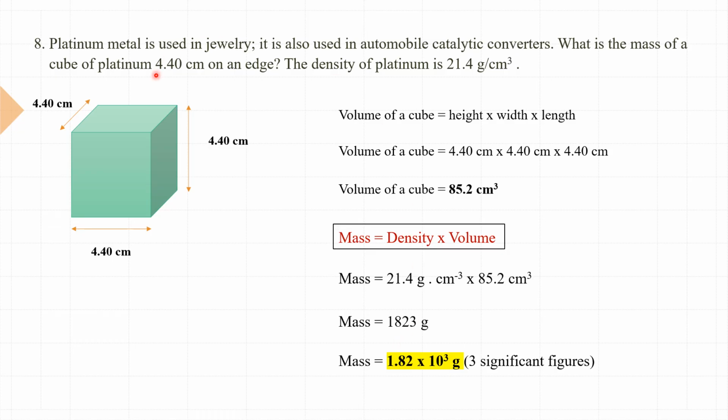Now look at the significant figures. The given value 4.40 has 3 significant figures, and the density value 21.4 has 3 significant figures. This is multiplication, and the rule is the least number of sig figs. Then the final answer we can write in scientific notation: 1.82 times 10 to the power 3 grams, with 3 sig figs.